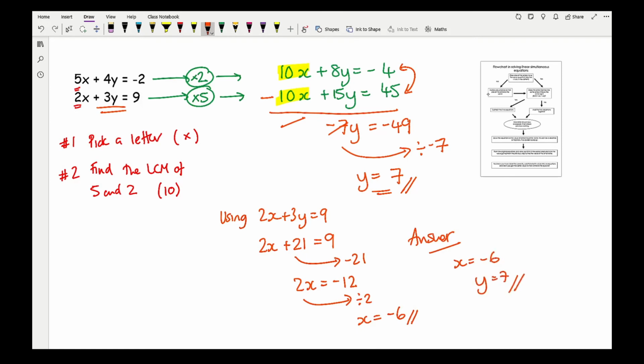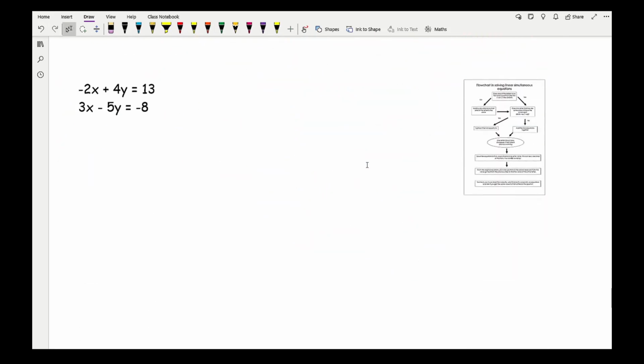Would I lose marks if I wrote the y first? No, not particularly. It's just written in alphabetical order, and that is absolutely fine. So then moving on to our last example.